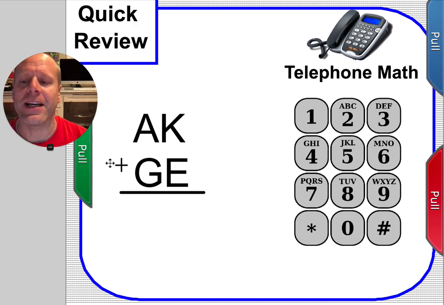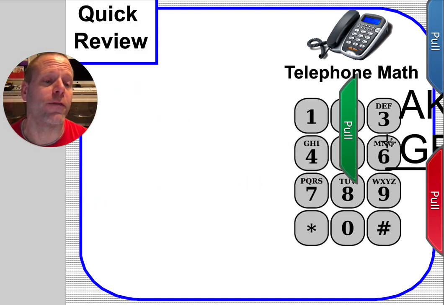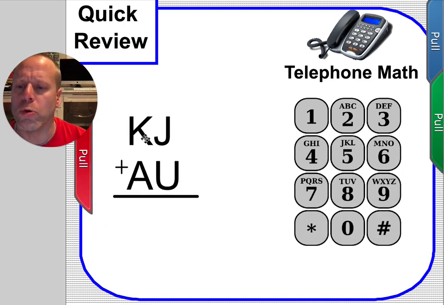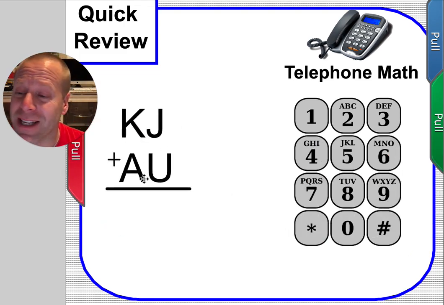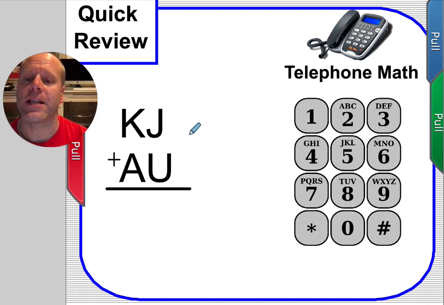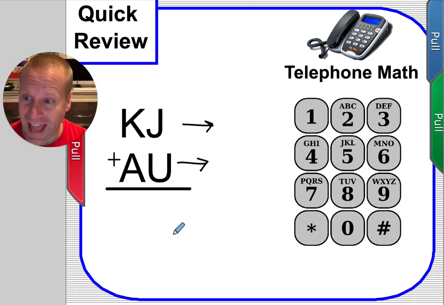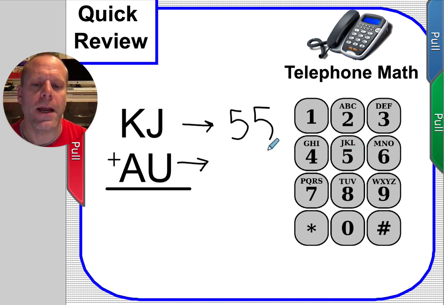So it's practicing addition, which should be a review skill for you, but it's doing it in a new way that's making you think. Oh boy. KJ plus AU. So the first step is to figure out what KJ and AU actually are using the code. And then you're going to add the numbers, right? KJ is 55 because both K and J are on the 5. A is a little number, 2, and a U is an 8.